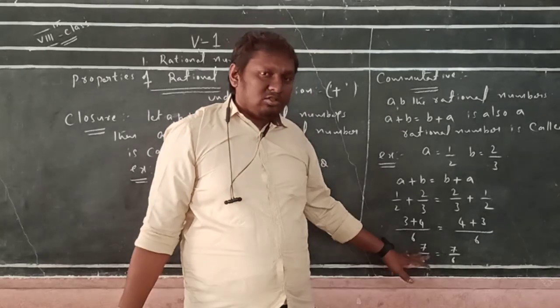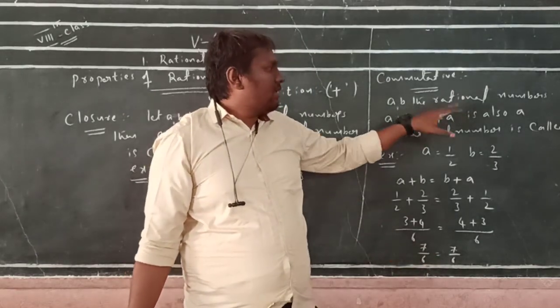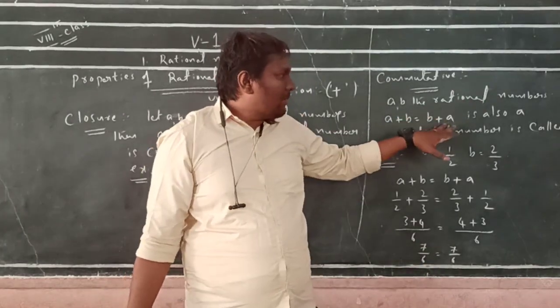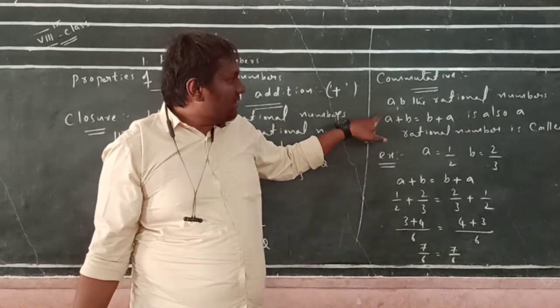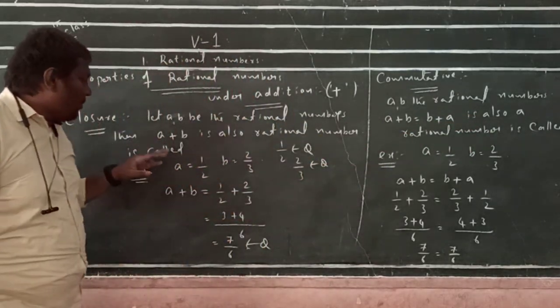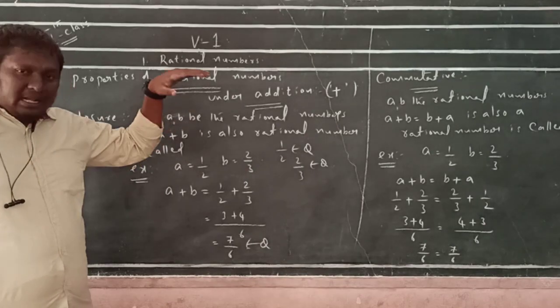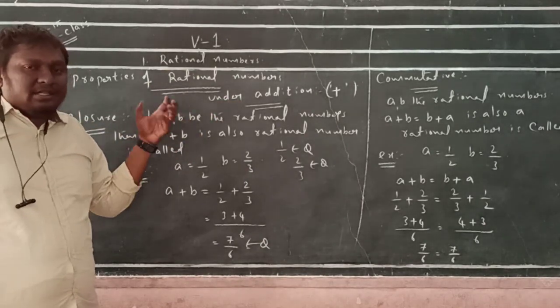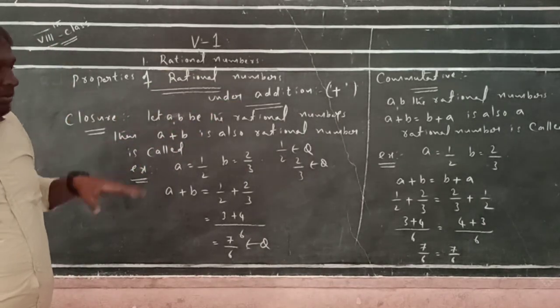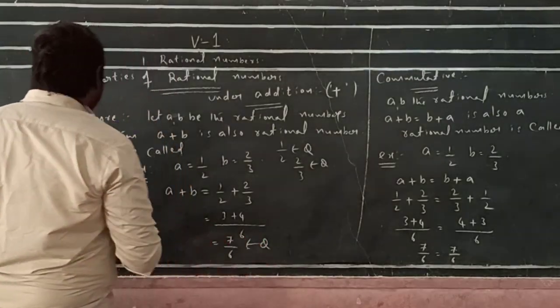Then 7/6 is also a rational number. That is, A and B are rational numbers, and A plus B equal to B plus A is also a rational number. This is the condition of commutativity. The closure property: A and B are rational numbers, and A plus B is a rational number. This is the closure property. So, understand? Next.